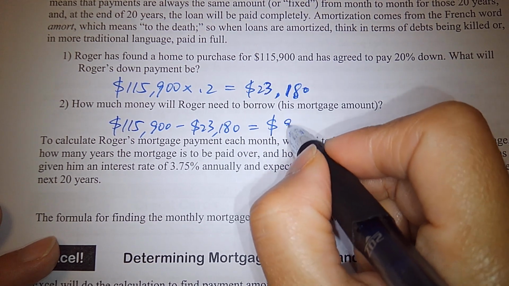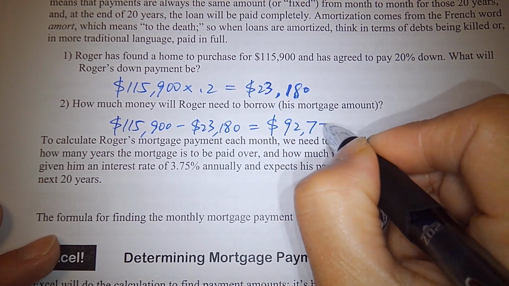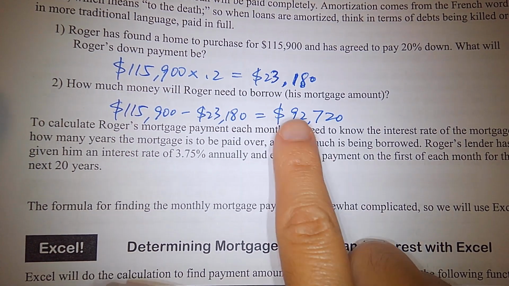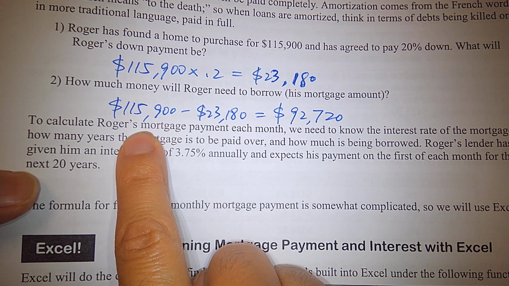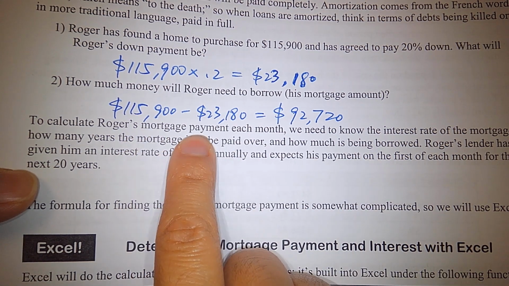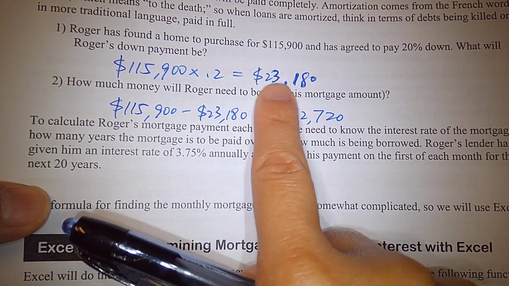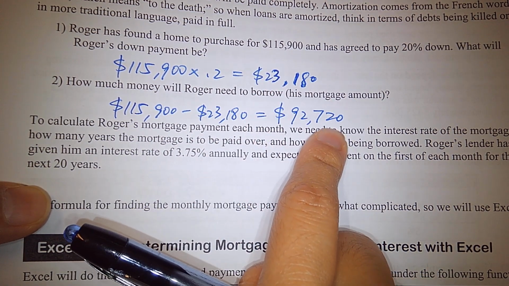I got 92,720. Do you get the same answer with me? Okay, so this is the amount of money that Roger will borrow from the bank or somewhere. To calculate Roger's monthly payment, well, this is the total mortgage amount, right?